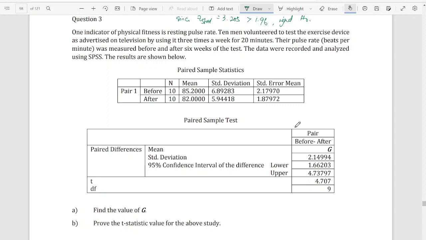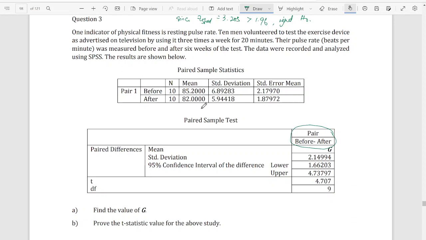So betul-betul you kena hati-hati. Bila nak cari nilai D bar ni, tengok dia punya yang atas ni, before minus after ke ataupun after minus before. Do not just simply take the value and then subtract. Okay, you kena follow dekat dia punya title tu. So dia punya title say before minus after. So kena ambil yang before punya mean minus the after punya mean. So that is the correct way.